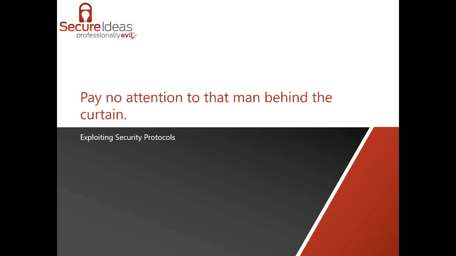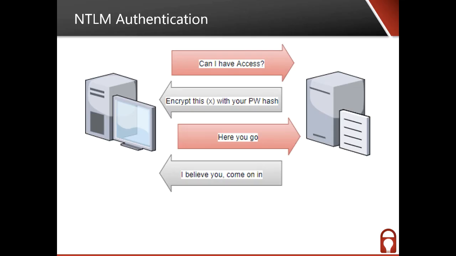But now that we've covered that in detail as well as getting information out of Active Directory, it's time to move on to how you can actually exploit the different security protocols used by Active Directory, things like NTLM and Kerberos. First, we're going to talk about NTLM because it's the weaker of the two protocols.